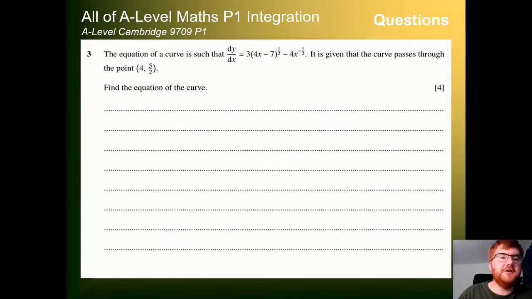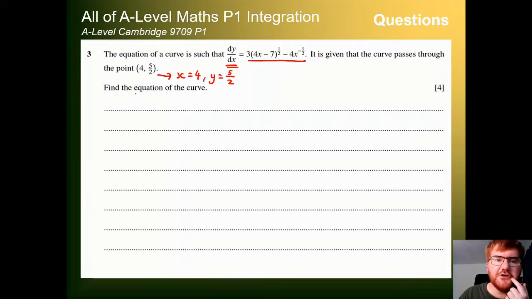Okay, and on to question 3. So very similar to the very first question that we did, with a little twist in there. So the equation of a curve is such that dy by dx, you're given the derivative, is equal to this expression here, and it's also given that the curve passes through the point 4, 5 over 2. As I said, there's more than one way they can express, in this case, that x is equal to 4 and then y is equal to 5 over 2 on this particular curve.